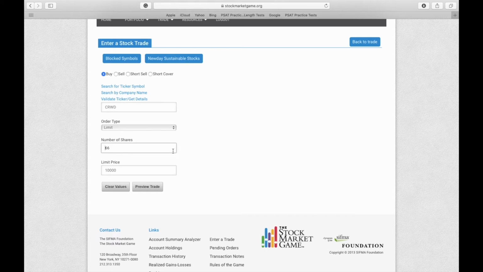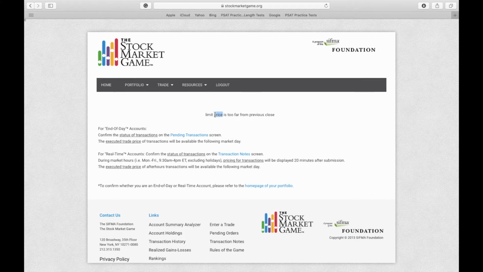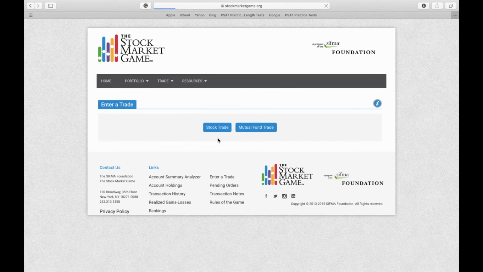So now I'm going to do something where I'm going to actually go over. So let's just put in 70. So that is over the limit price. So what happens if I put in my password here, what it gives me is that the limit price is too far from previous close. So what it's telling me is that the amount of shares I put in multiplied by the stock price exceeds the market limit I've placed. We're just going to go back to enter a trade, and that was just a demonstration of how market limit price works. So we've gone pretty much over stock trades.